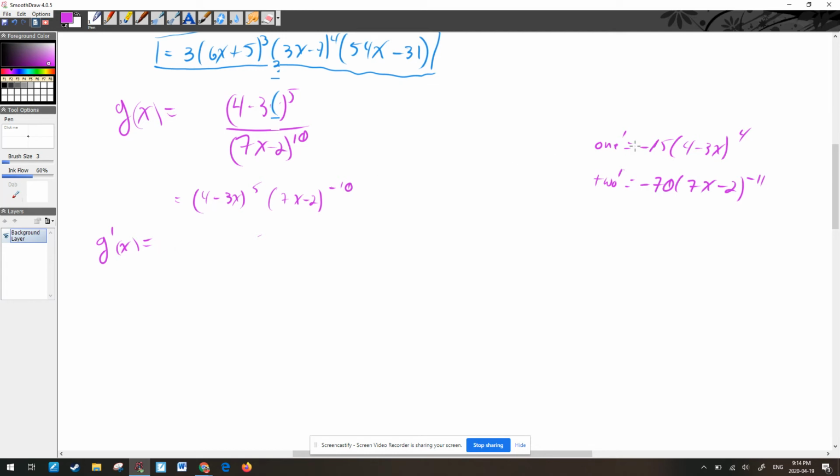So it's going to be the derivative of the first. Got it right here. So the derivative of the first is negative 15 bracket 4 minus 3x to the fourth times the second. Second is unmodified, so it's just this one. 7x minus 2 to the negative 10, plus, because it's product rule, the first, which is 4 minus 3x to the fifth, times the derivative of the second. Well, here's the derivative of the second. So we need to put negative 70 in brackets, so it's not minus 70. 7x minus 2 to the negative 11th.